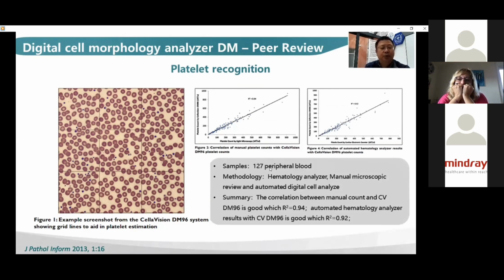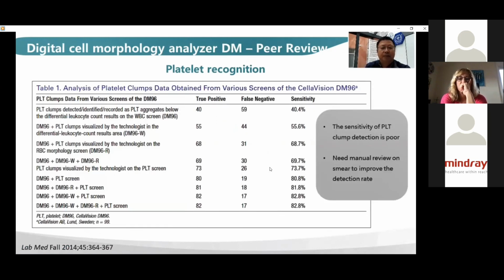especially for platelet recognition. And the sample size is around 127 peripheral blood samples. And the methodology is that the hematology analyzer, the manual microscopic review and the automatic digital cell analyzer. The summary is that the correlation between manual count and the CVDM96 is good, and the automatic hematology analyzer result with CVDM96 is good.